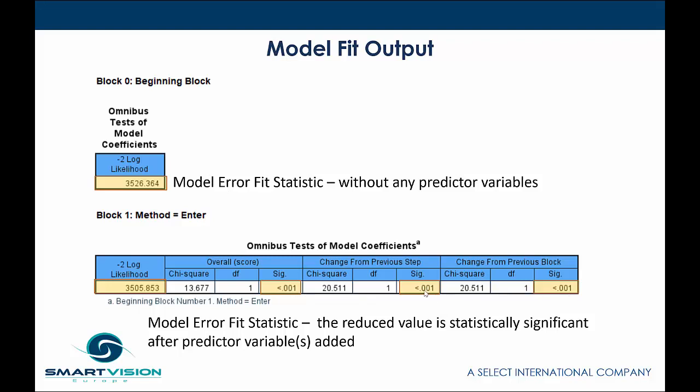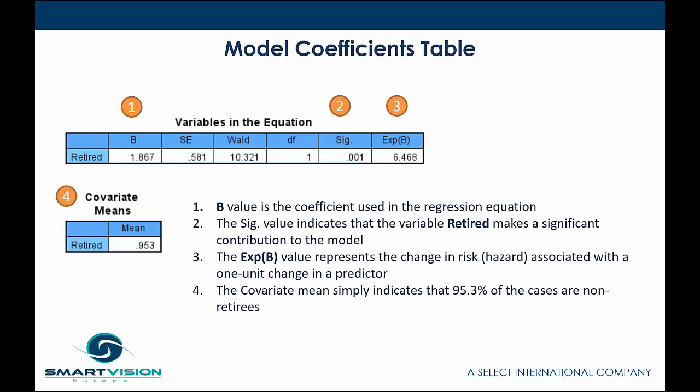The reason why they're all the same values is basically because we're not entering variables on a step-by-step basis or in blocks. We've just entered everything in one go. And anyway, we only had one variable. So with the model fit statistics, the reduced error value is statistically significant after the predictor variable has been added. So we know that adding the retire variable to the model has a significant effect. It's the only variable that's been added in there. That's how we know that it's actually contributing to it.